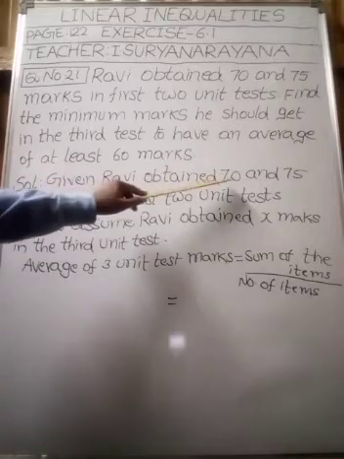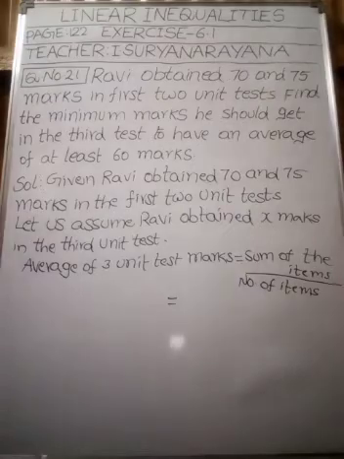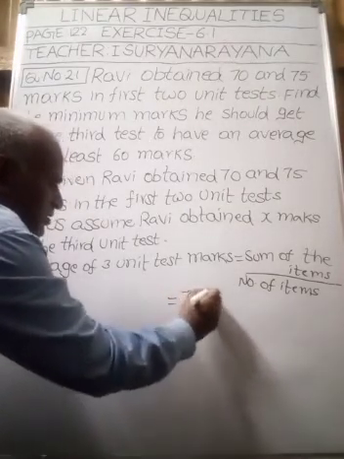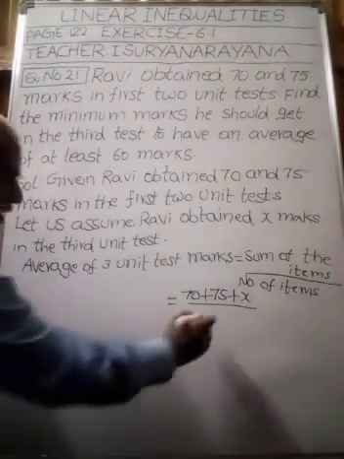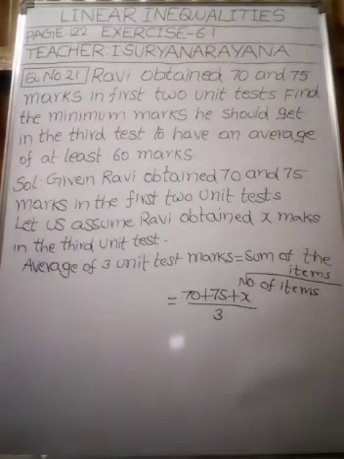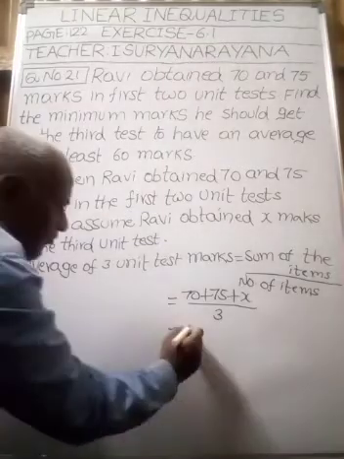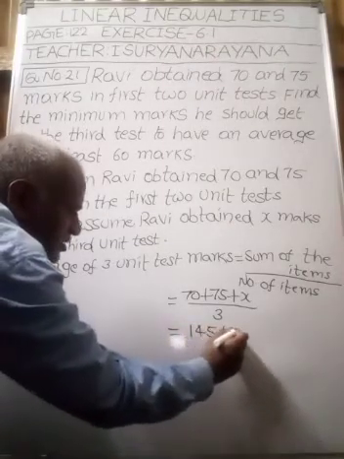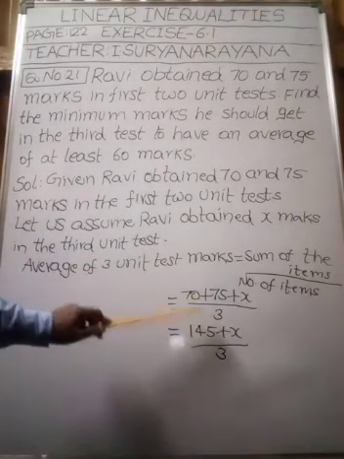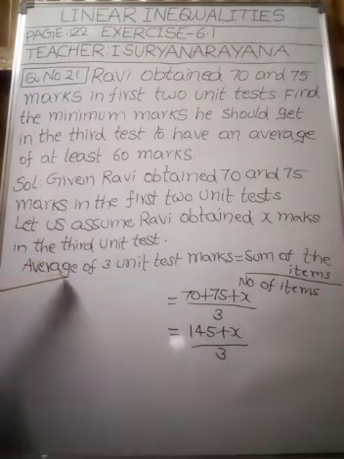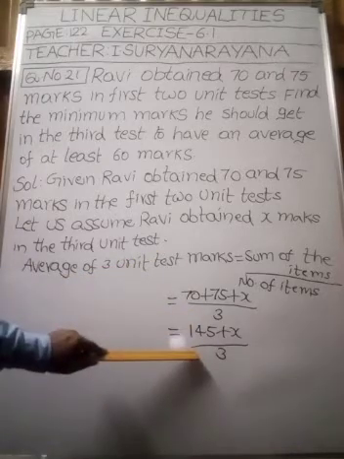So, what are the items here? 70, 75 and X. So, let us find the sum of these three items. So, 70 plus 75 plus X by how many items are taken here? 3. Understood this step, my children? Right. That is equal to 70 plus 75, what will you get? 145 plus x by 3. Understood this step, my children? This is the average marks of the 3 unit tests obtained by Ravi.